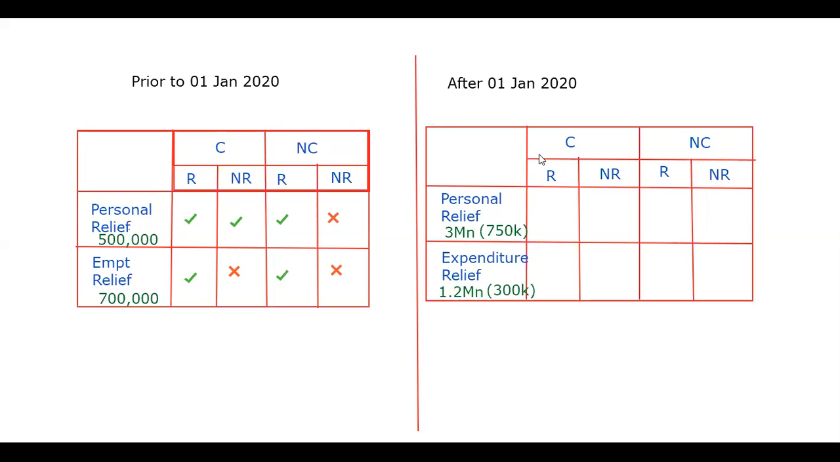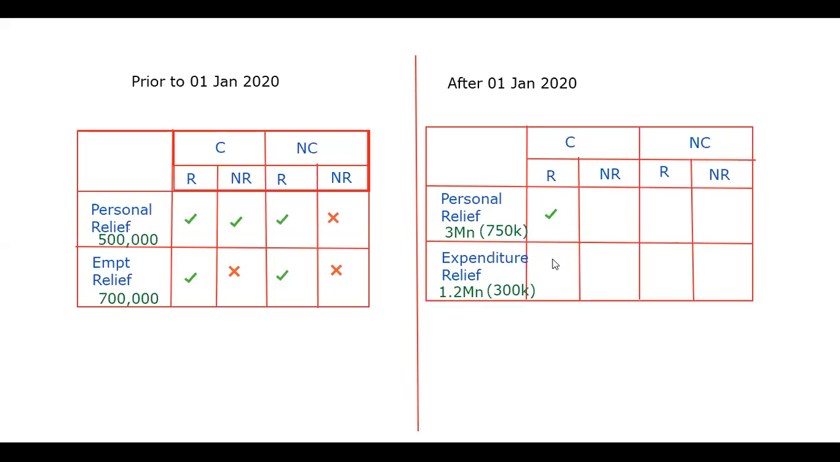Here, the personal relief. In the case of citizen resident, will they get personal relief? Yes, exactly. They will get. The expenditure relief. What kind of expenditure relief is it? The new one, they brought into the law as an amendment. What are the expenditures?